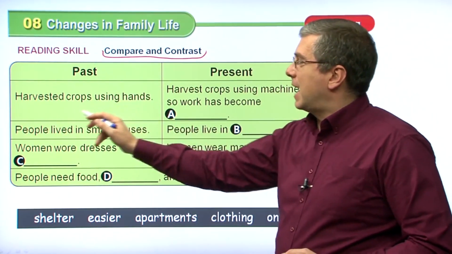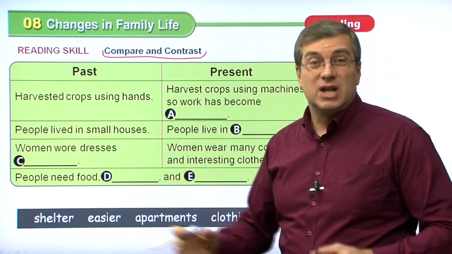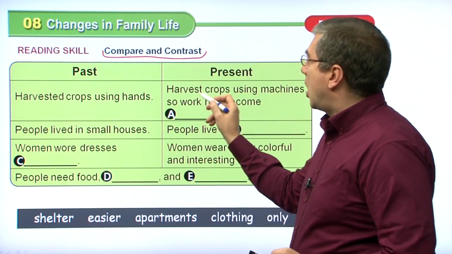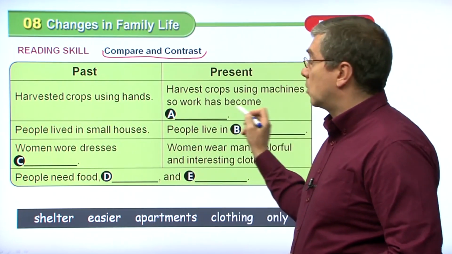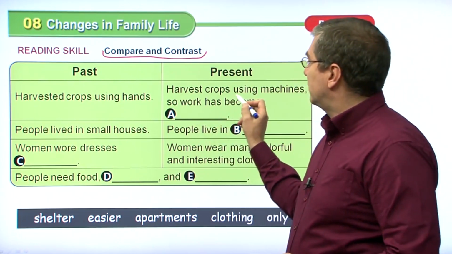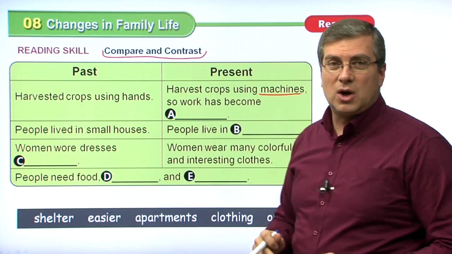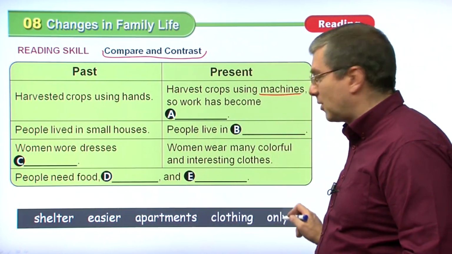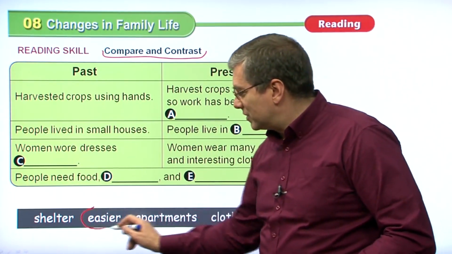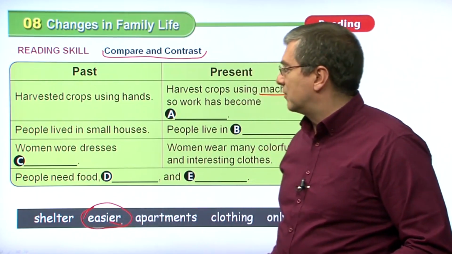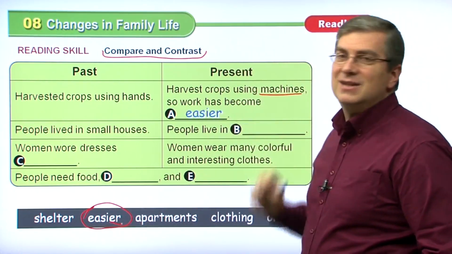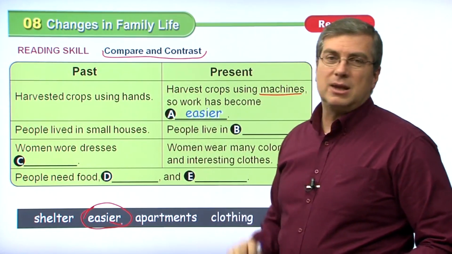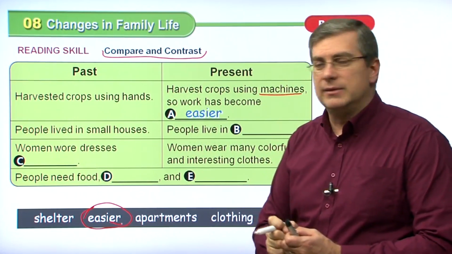Okay, first of all, in the past, people harvested crops using their hands, right? Very difficult work. In the present, people harvest crops using machines. So work has become what? Well, of course, if you use a machine, your work has become much what? Shelter, easier, apartments, clothing, or only? Well, of course, you probably should choose easier because that's our comparative, right? So work has become easier, okay? You use machines, work has become easier than in the past when people used their hands.